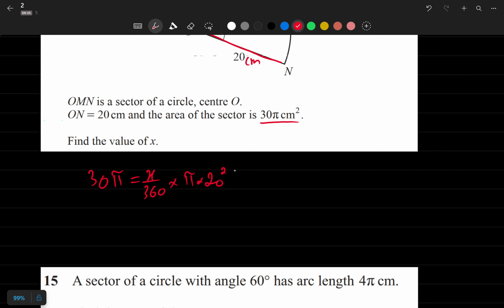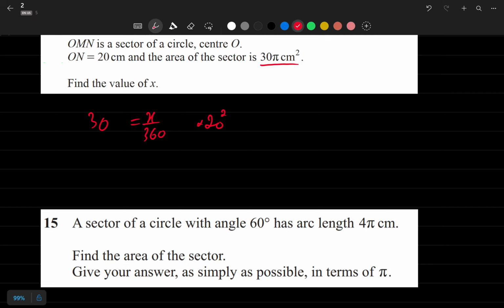Now if you cancel out pi from both sides, this is what remains. So it will be 30 divided by 20 square multiplied by 360, which is equal to x. Solve this part on a calculator and x gives you 27 degrees as the final answer for this question.